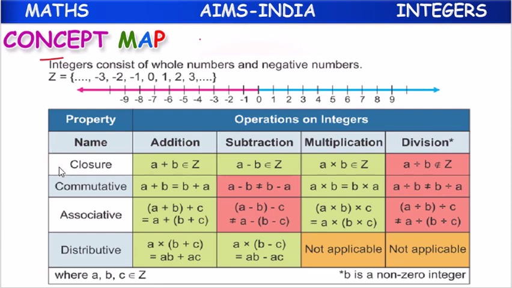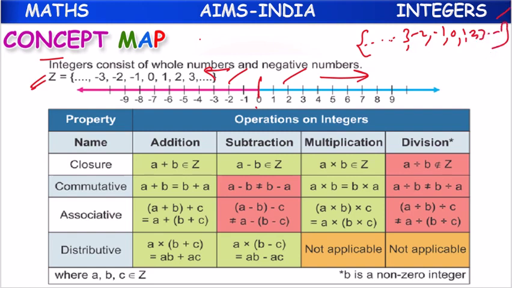About all these properties we have already learnt. The set of integers is represented on the number line: in the middle 0 will be there, on the right hand side positive integers, and on the left hand side negative integers. We can represent the set of integers in flower braces as dash dash, -3, -2, -1, 0, 1, 2, 3 and so on. The highest integer we cannot tell, it does not exist, and the lowest integer also does not exist.